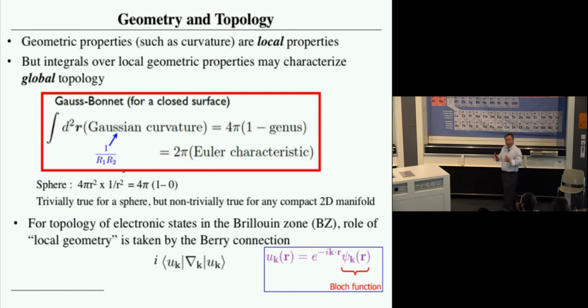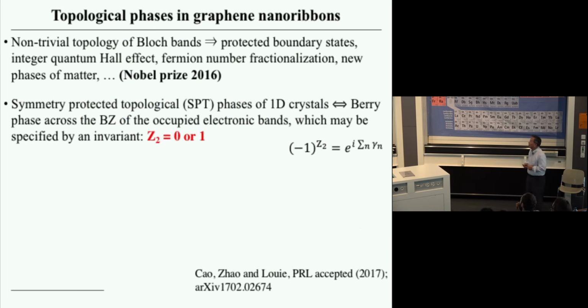Now, if I want to look at the topology of electronic states, because we have a crystal, the Brillouin zone is a compact object, and the role of local geometry, say curvature, is now taken by another quantum mechanical quantity. It's called the Berry connection. It's given by this expression, where u is the periodic part of the Bloch function of your band structure.